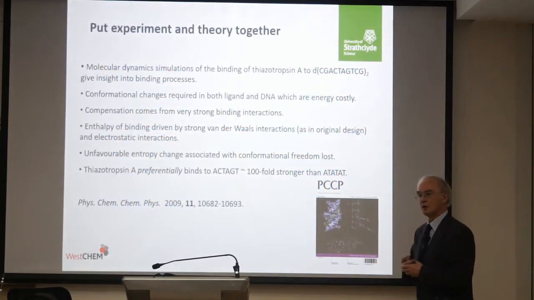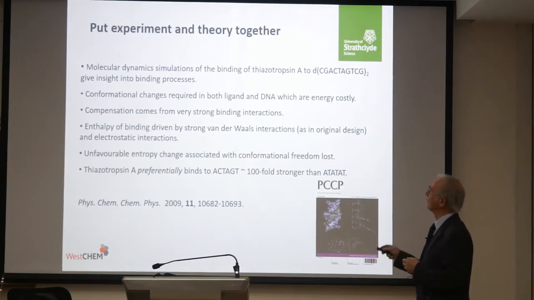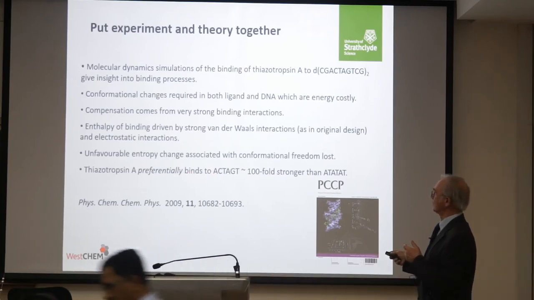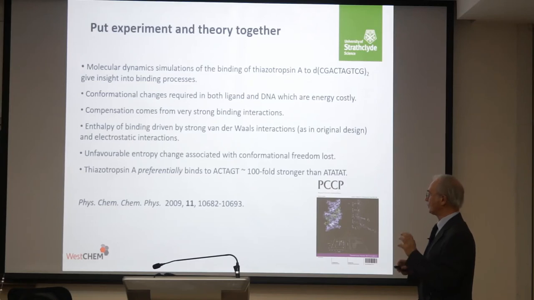When all of the biophysical measurements that we took were brought together, we came up with the following summary, and this was published about 10 years ago now. I've just mentioned the conformational changes, and that costs, but the energy comes from very strong binding energy, particularly associated with the hydrophobic interactions. If you quantify the differences, the preferential factor for thiazotropsin A binding to that hexamer sequence is about 100-fold. So it's significant, it's a preference, it's not an absolute selectivity.